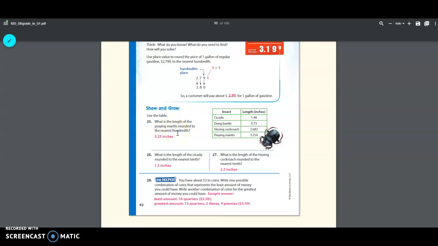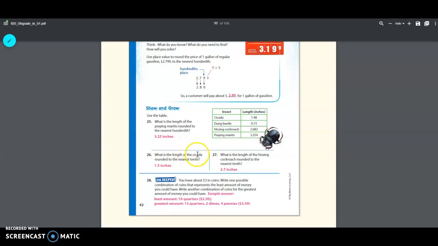So what is the length of the praying mantis rounded to the nearest hundredth? Well, bugs are very small, specifically insects, so they're going to be in decimal form. If I take a look at the praying mantis, I see 3 and 254 thousandths. If I want to round it to the nearest hundredth, I look at the hundredths place, look immediately to the right. It is lower than 5, which means I'm going to keep it as 3.25.